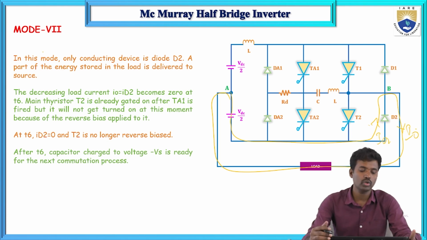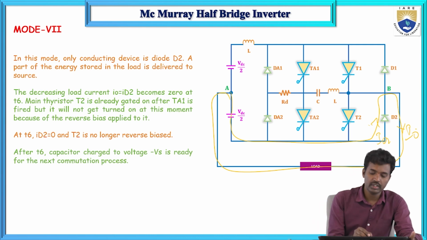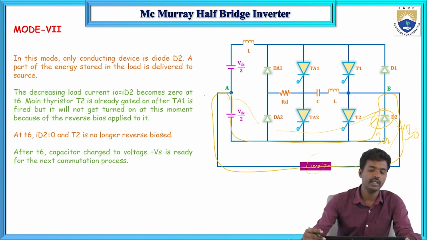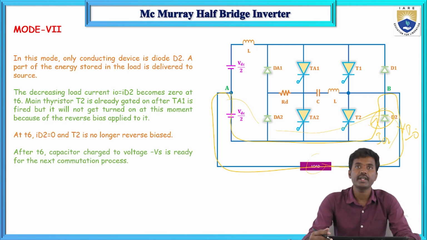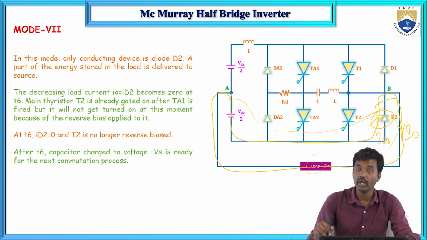In this mode the only conducting device is D2, and a part of the energy stored in the load is delivered to the source. The decreasing load current I0 equals ID2, and it becomes 0 at t equals t6.